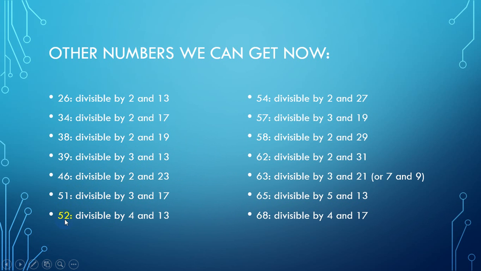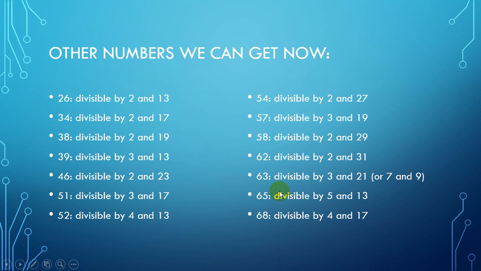For 52, 4 suits in a deck of cards, and 13 cards in each suit. Gives you 52, 4 and 13. 54, 2 and 27. 57, 3 and 19. Or you can use that formula for 7. 58, 2 and 29. 62, 2 and 31. 63, you can use the rule for 3, or you can check for divisibility by 3 and 21, or 7 and 9. Either one will work.